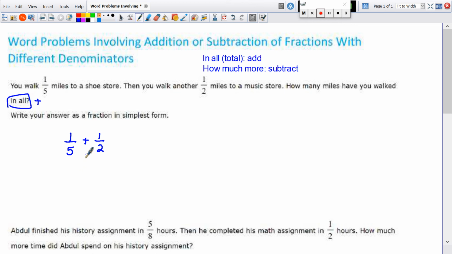So whenever I don't have common denominators, I'm going to go ahead and multiply the denominators. So multiply the bottom. 5 times 2 is 10. This middle sign goes in the middle. And start with the upper left-hand corner and cross multiply. 1 times 2 is 2. Go the other direction. 1 times 5 is 5. So 2 plus 5, we've got 7/10. That cannot be simplified. So you've walked 7/10 miles.